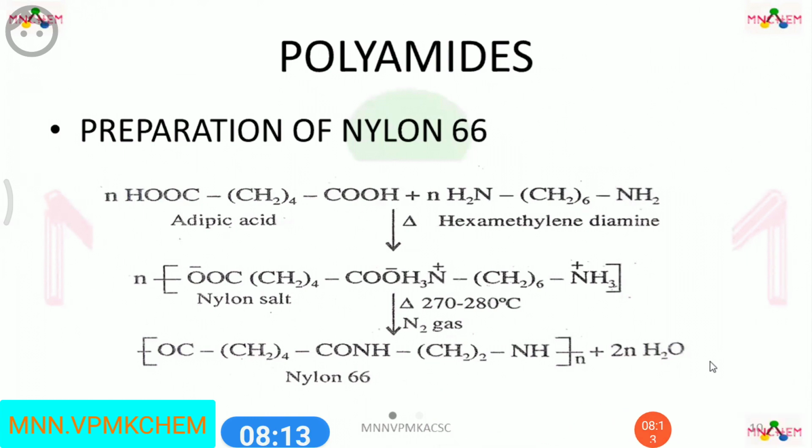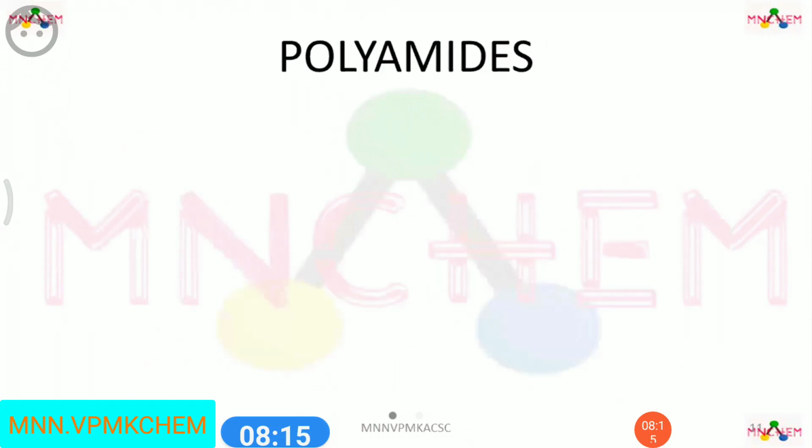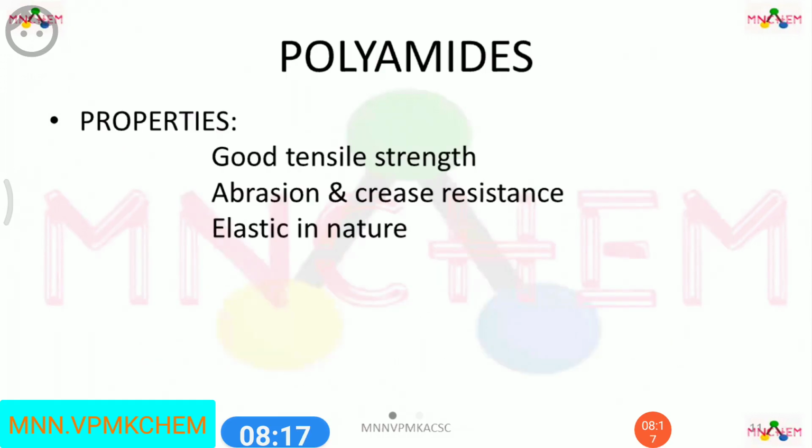Now let's discuss properties of polyamides. The polyamides are having good tensile strength. They are resistant to abrasion as well as crease. Polyamides are elastic in nature. Okay? We can apply stress and the filament can be elongated up to 3 to 10 times of its original size.